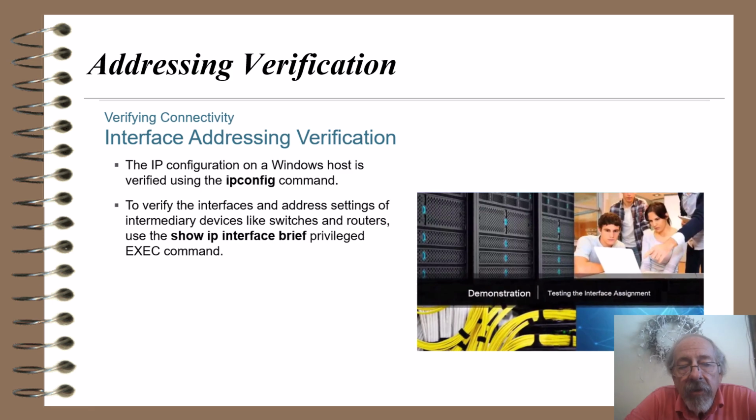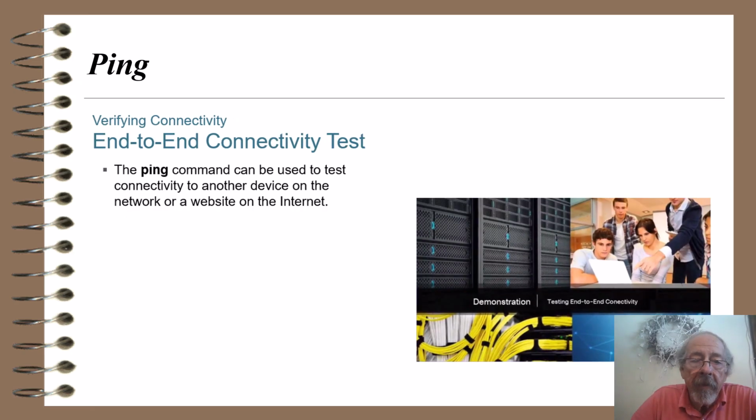Interface addressing verification. The IP configuration on a Windows host is verified using the ipconfig command. I've mentioned that previously. For a router or a switch, we use the show ip interface brief privileged EXEC command, and that'll tell us what the IP addresses are of an SVI. The ping command, close to the last thing I'm going to talk about, is an end-to-end connectivity test. The ping command can be used to test connectivity to another device on the network or a website on the internet. And we'll have some examples of that.